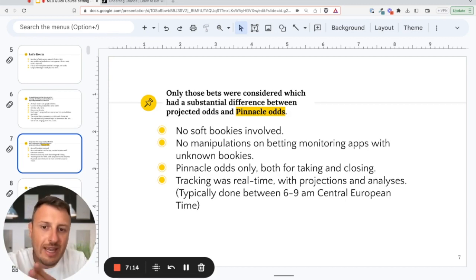And I didn't use any soft bookmakers. Okay, so all odds were from Pinnacle. Pinnacle odds only. Those are the sharpest odds on the market. If you can beat Pinnacle odds, you can beat other odds as well. Okay, so both for taking and closing.